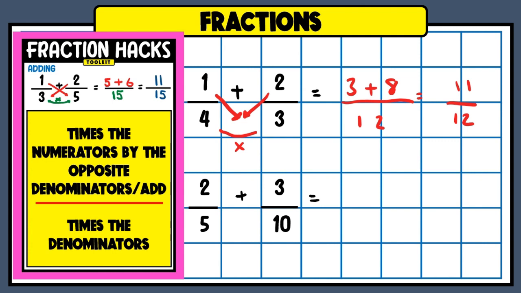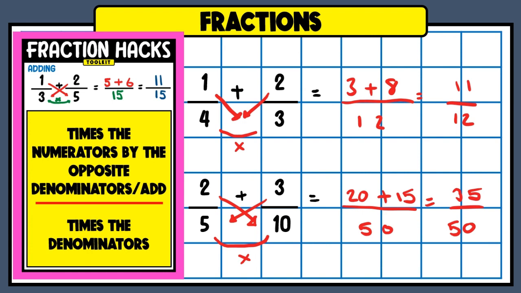We'll start by timesing the numerators by the opposite denominators. So 2 times 10 we know is 20, add 3 times 5, which is 15. So we've got 20 add 15. Let's look at the denominator. We need to times the denominators together. 5 times 10 is 50. And there's your answer, something over 50. Right, 20 add 15 is 35. So the answer broken down is 35 over 50. And that's how we work it out.